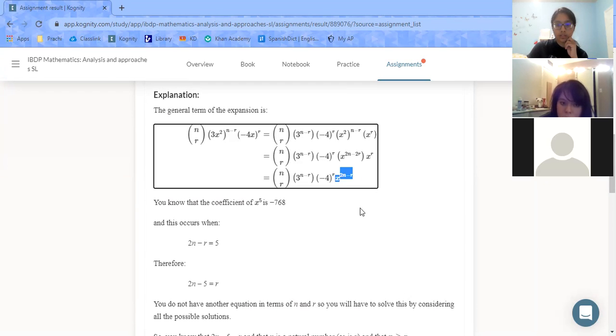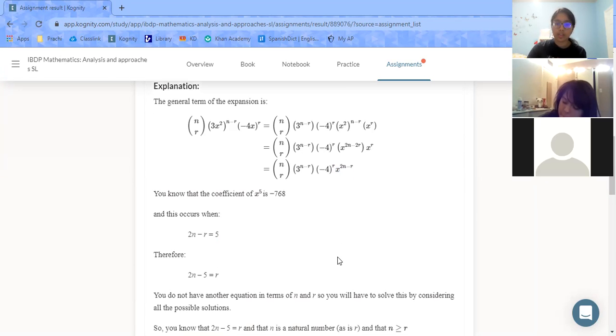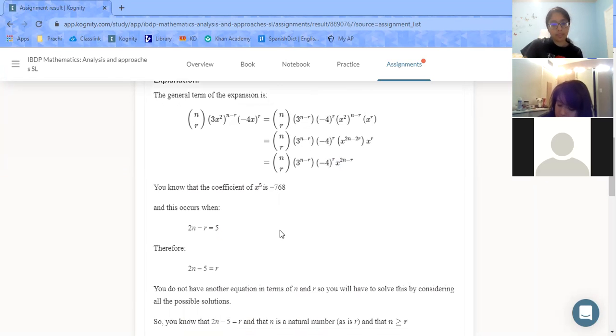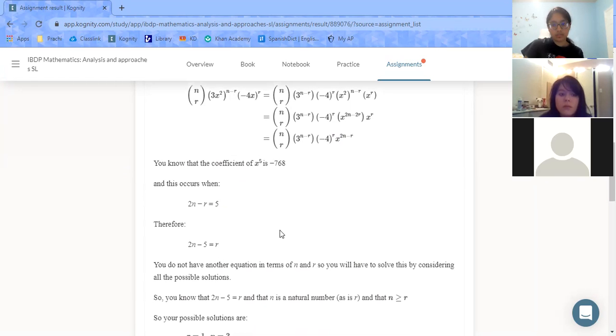That's right here. And then we're looking for x to the power of 5, right? So that way we know that 2n minus r equals 5 when the coefficient equals negative 768. Is it okay if I scroll down? Okay.